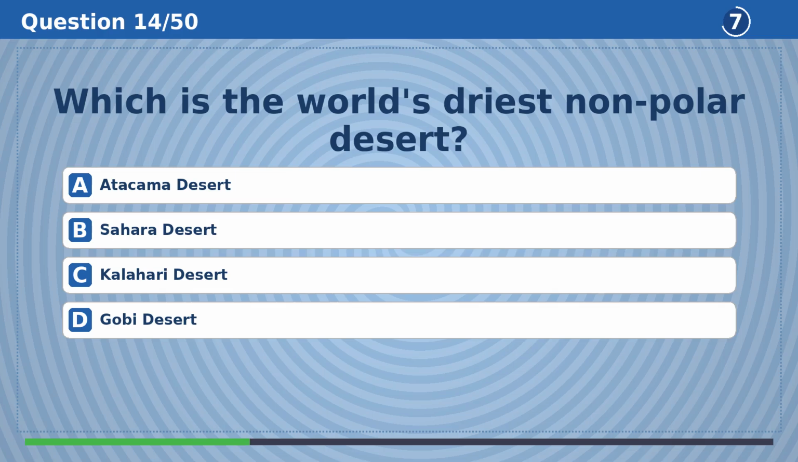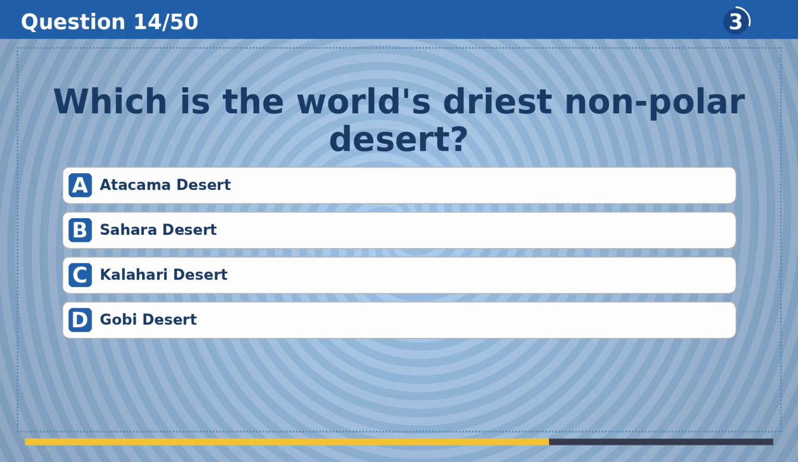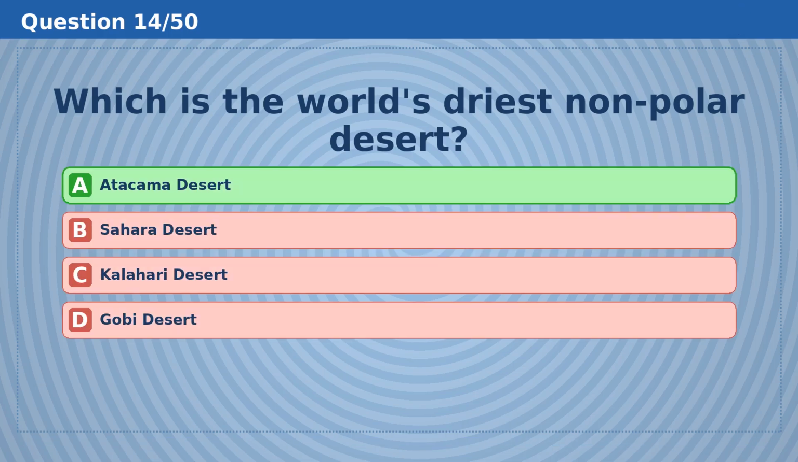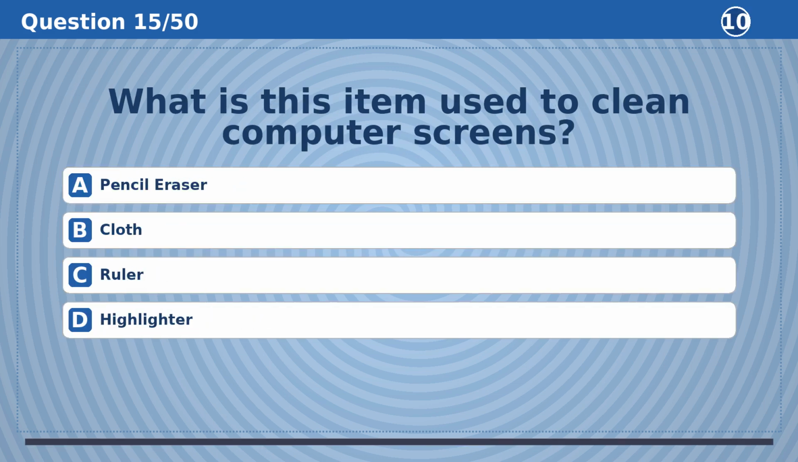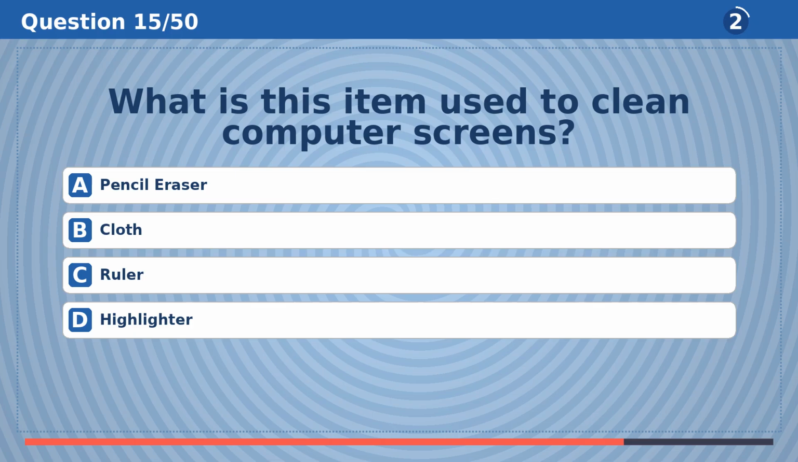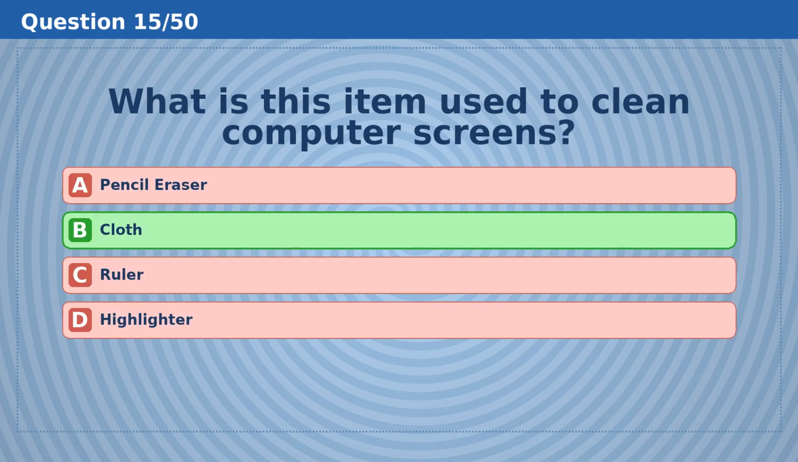Which is the world's driest non-polar desert? The answer is A. Atacama Desert. What is this item used to clean computer screens? The answer is B. Cloth.